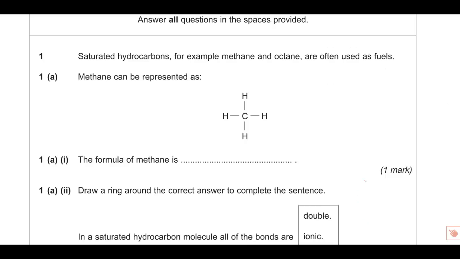Question 1 here is talking about saturated hydrocarbons. Methane can be represented as this. Now, the first question we're seeing is: the formula of methane is what? The formula relates to methane, which is given to you here, so you're not going to learn anything. We've got a carbon with 4 hydrogens, so the formula is simply CH4. I'm just counting 1 C and 4 H's, and that's going to get me my mark there.